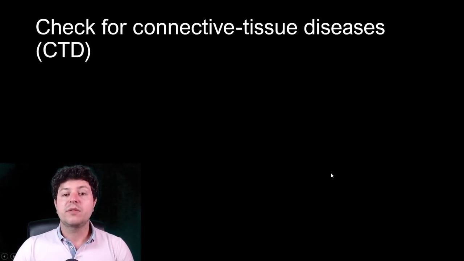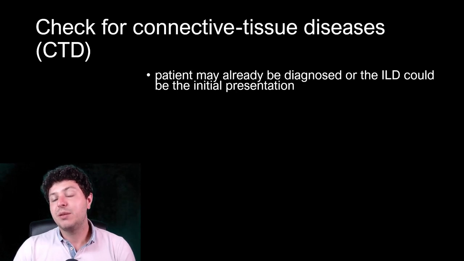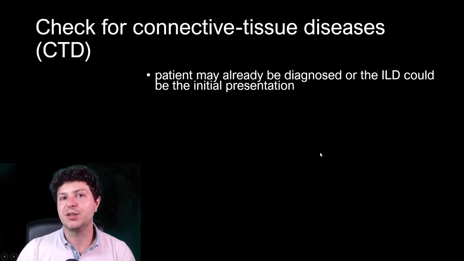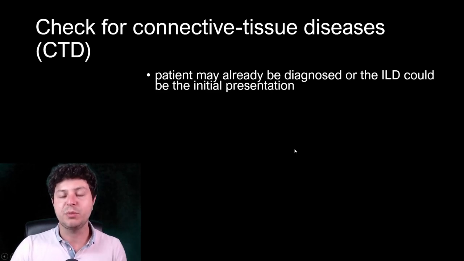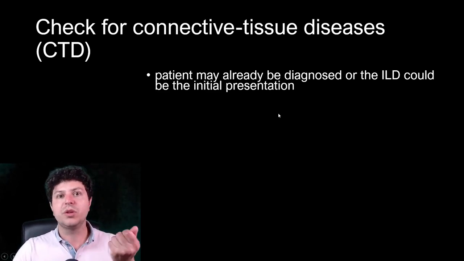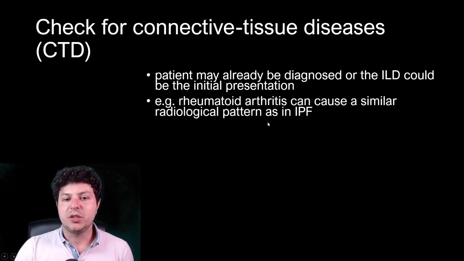This is very important. You check for connective tissue diseases. You need to be a mini rheumatologist, if you could say this. So your patient may have already been diagnosed with connective tissue disease, or the ILD itself could be the initial presentation. It's not unusual in this field to have a patient who's been referred to you to check if they have IPF, but you find out that they have rheumatoid arthritis, and the lung was the first organ affected even before their hands had any symptoms. So you need to be careful, because you can sometimes fall into the trap of calling things IPF when they are really something else.